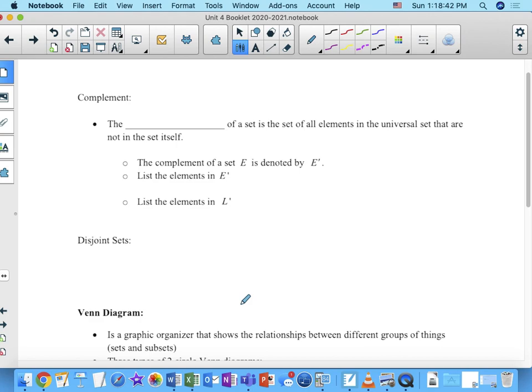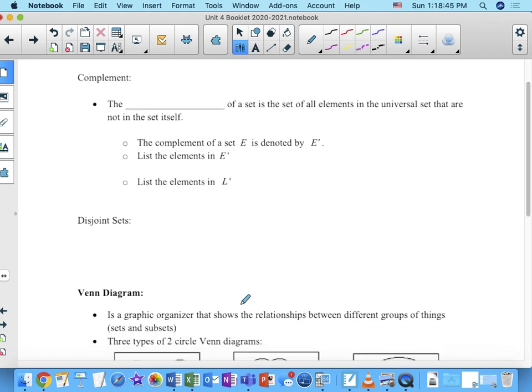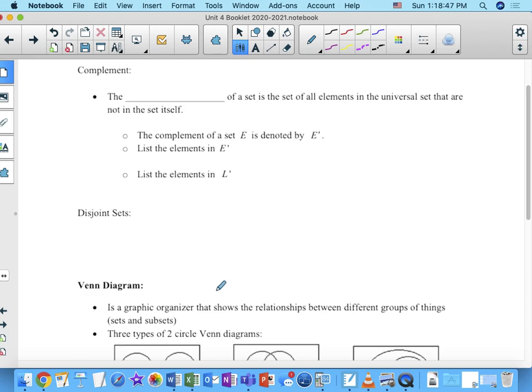Okay, so the next thing that I'd like to talk about is something called the complement. Okay, so the complement of a set is anything that's in the universal set, but that's not in the set. Okay, so the complement of set E is denoted by E complement. So we use this like apostrophe to denote a complement.